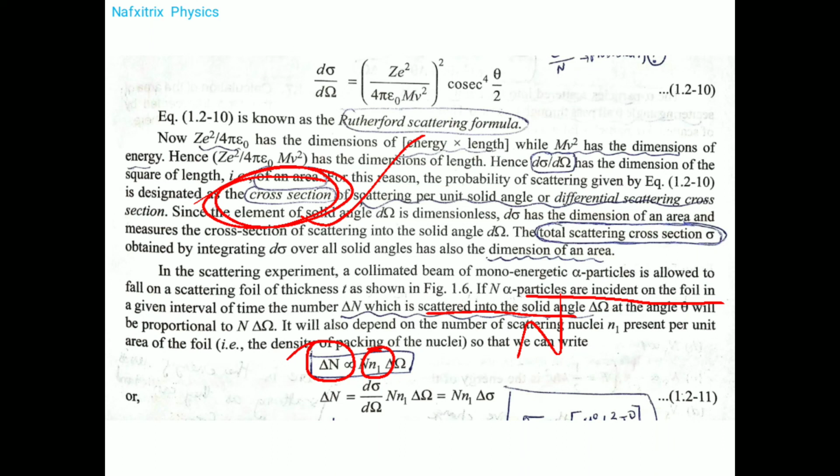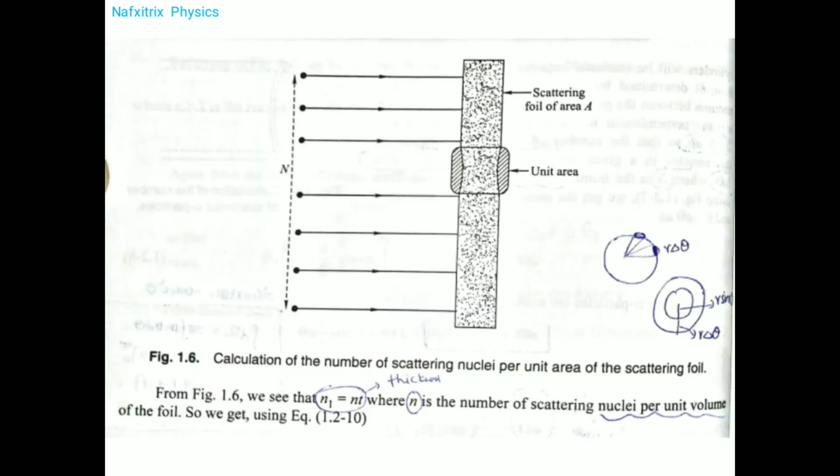So that is n1. If we remove the proportionality symbol, we get the constant of proportionality, that is d sigma by d omega. So this d omega would get cancelled, n into n1. Actually it would be three-dimensional. The foil which we use won't be that thick, but it would have a certain thickness, so we need to consider thickness also. So here you can see n1 is nothing but n into t.